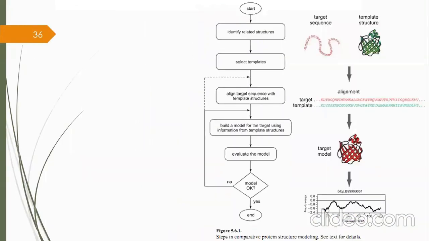Okay. So how it works, this is the flow diagram, and that is the start, how we start. We will be having a target sequence. We will be having a template. First, align both. It will align our target. This is our target. We need to make it a structure according to this template. So align them, and after that alignment, it will be the target model, this model.